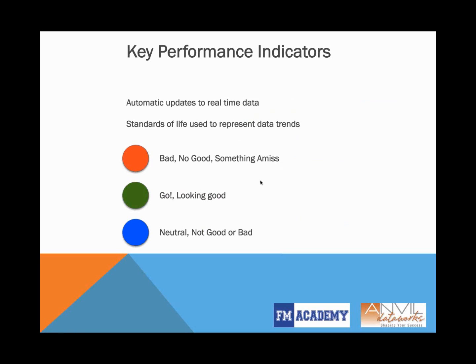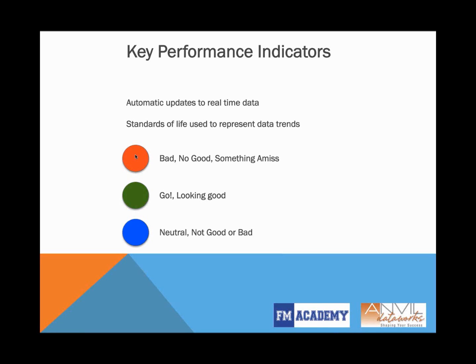In our example today, key performance indicators, we're going to be using some basic stuff, but the idea of a key performance indicator is that it gives us automatic updates to the real-time data. Instantaneously, we know if something is good or bad by the color that's denoted. And we use some standards of life to represent the data trends.